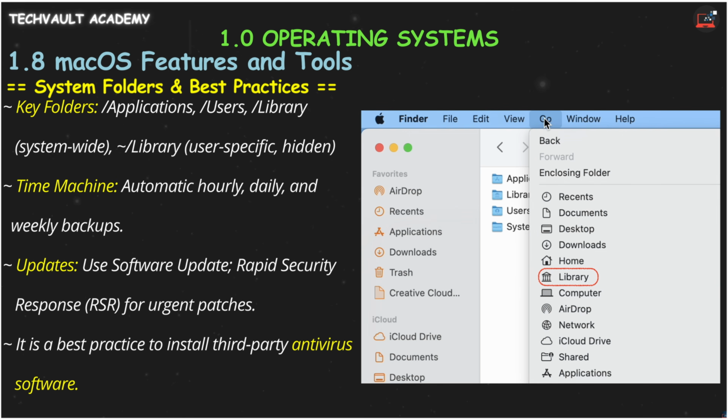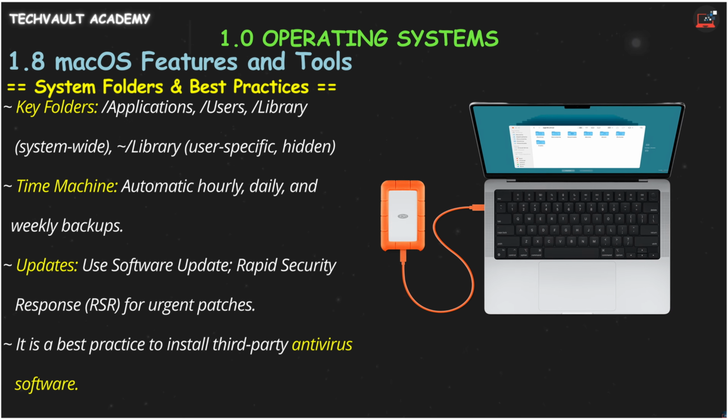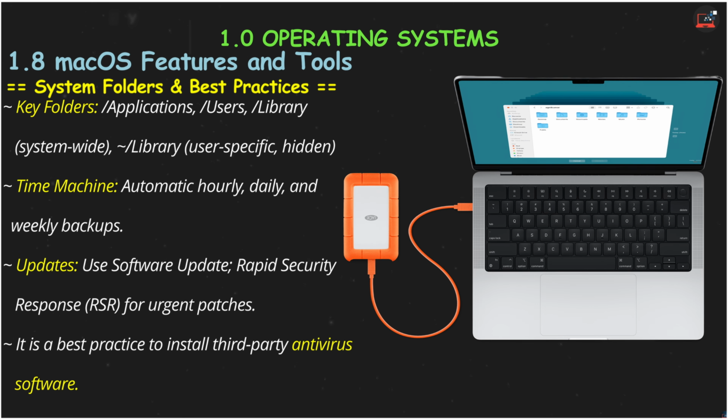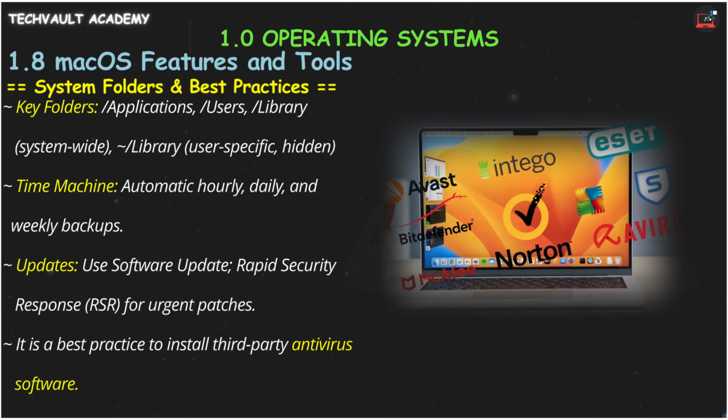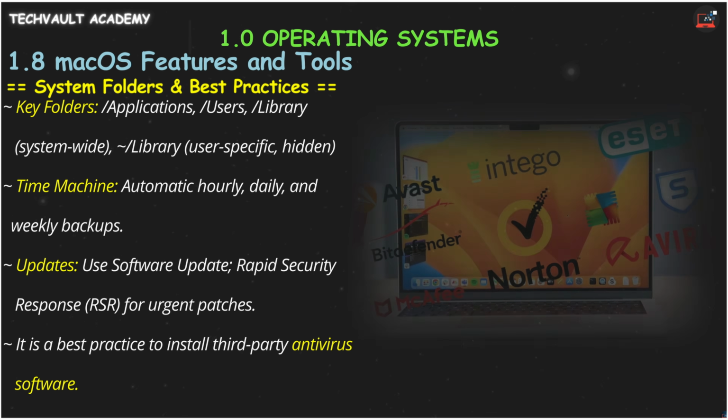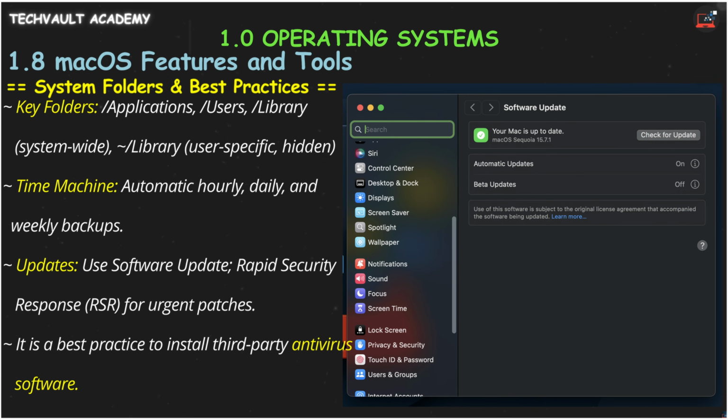For security and best practices, always use Time Machine, the built-in backup utility. It automatically performs hourly, daily, and weekly backups, and when your backup drive is full, it intelligently deletes the oldest files to make space. While macOS is secure, it's a best practice to install third-party antivirus software. And for updates, you use the Software Update tool in System Settings. Keep an eye out for Rapid Security Responses, or RSRs, which are urgent patches for critical vulnerabilities. An installed RSR is noted by a letter next to the OS version number.